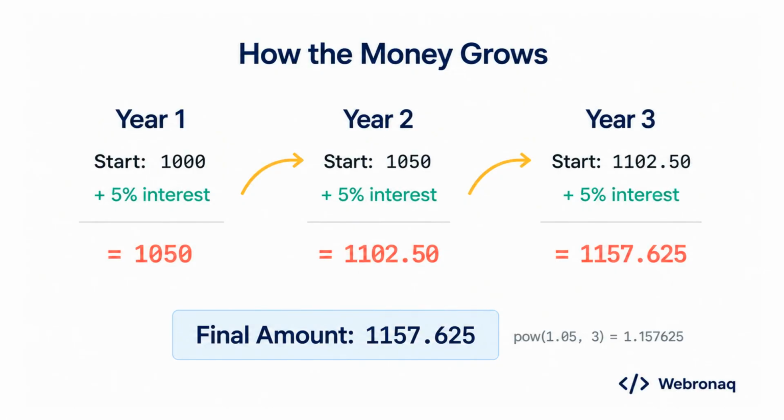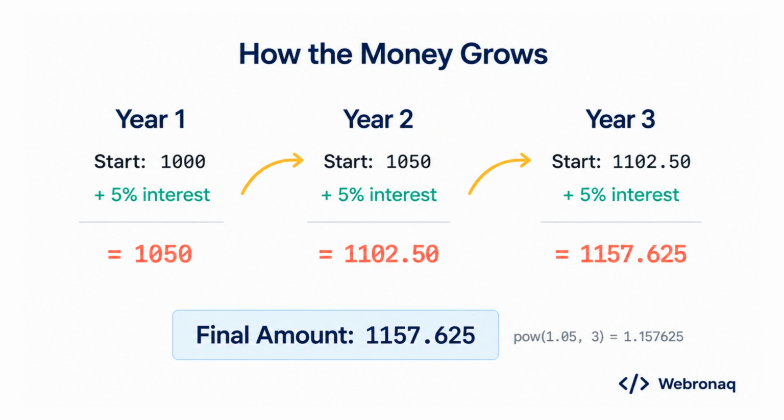We start with 1,000. In year 1, we earn 5% on 1,000, which is 50. So at the end of year 1, we have 1050. In year 2, we earn 5% on 1050, not on the original 1,000. That gives us 52.5, taking us to 1102.5. In year 3, we earn 5% on 1102.5, which lands us at 1157.625.